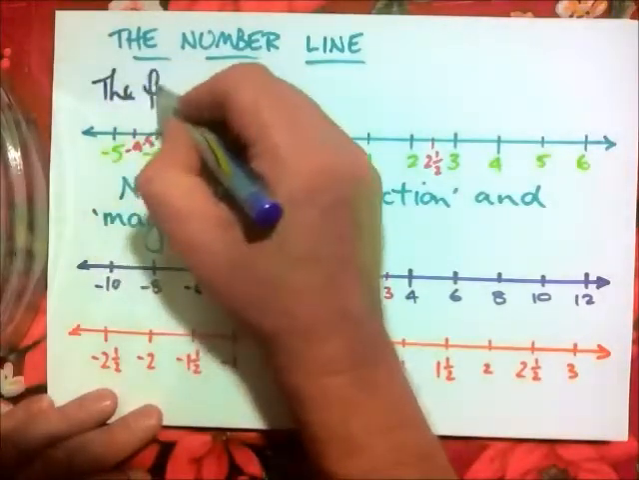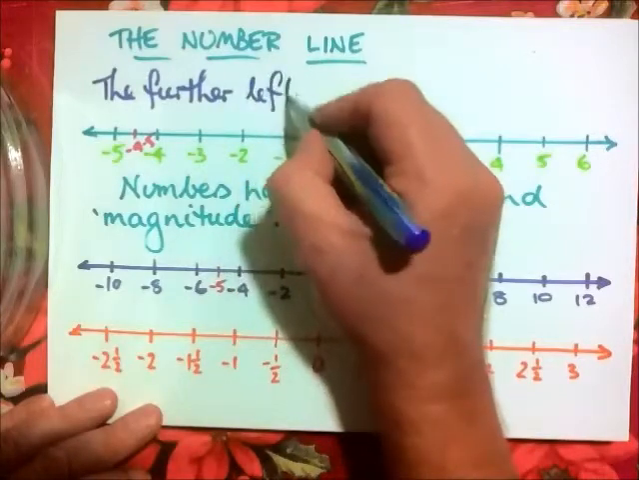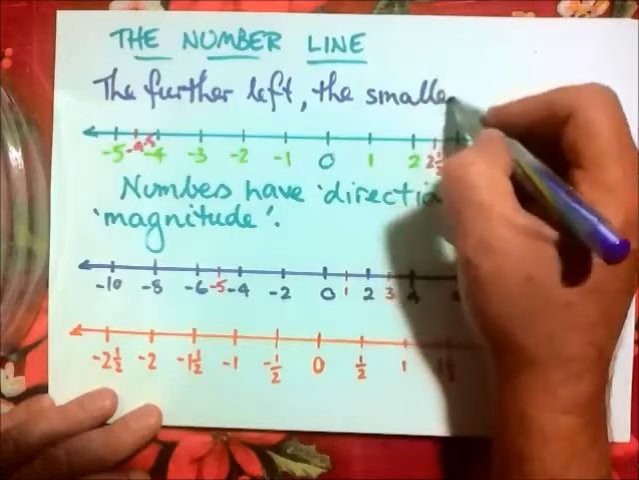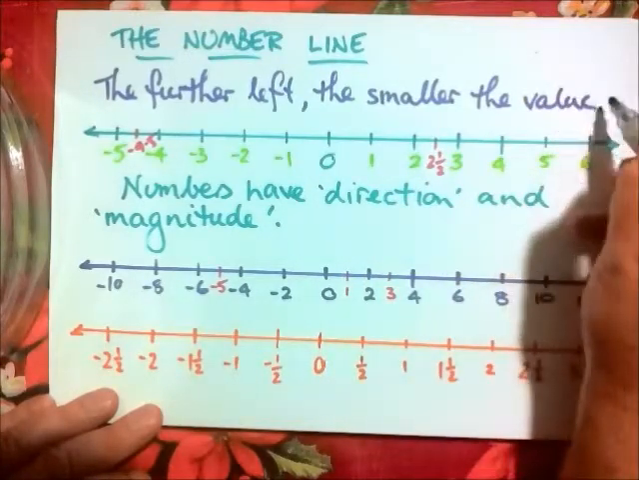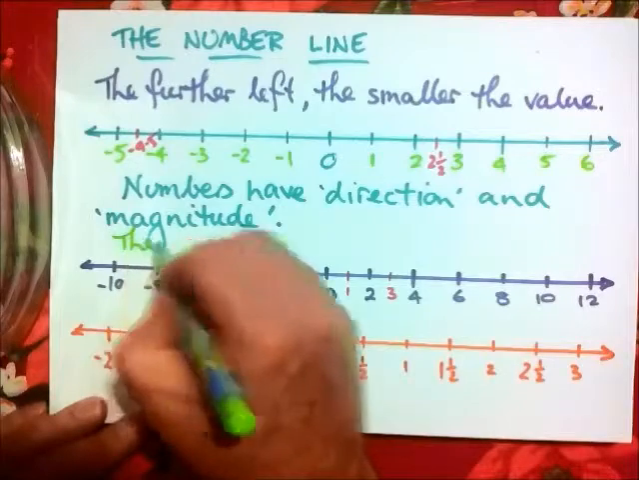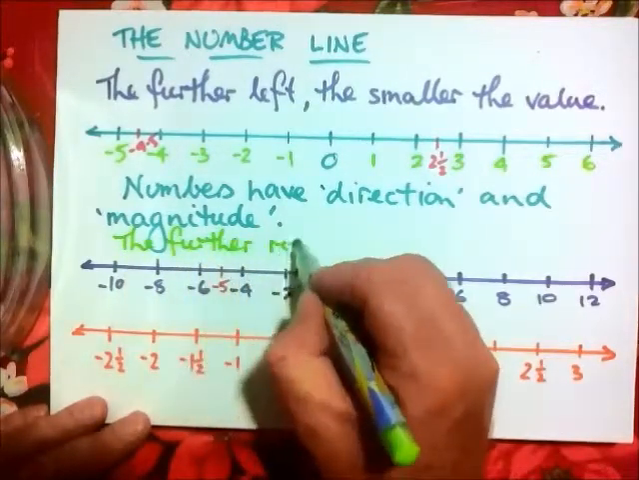One final thing, the further you are to the right on the number line, the larger the value. And the further left, the smaller the value. So, as you go left, you get smaller and smaller values. As you go right, you get larger and larger values. The further right, the larger the value.